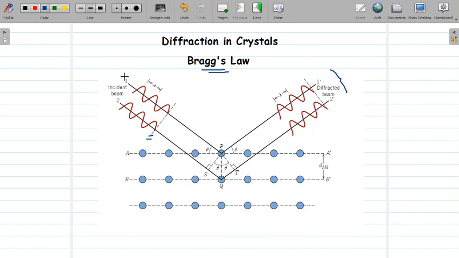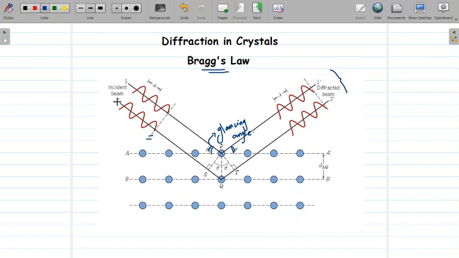So here we see two beams incident on the crystal planes. The first ray is incident on the upper layer and is getting diffracted in another direction. The angle that the incident ray makes with the plane is called the glancing angle. This angle theta is called the glancing angle. And the beam is getting diffracted again at the glancing angle itself.